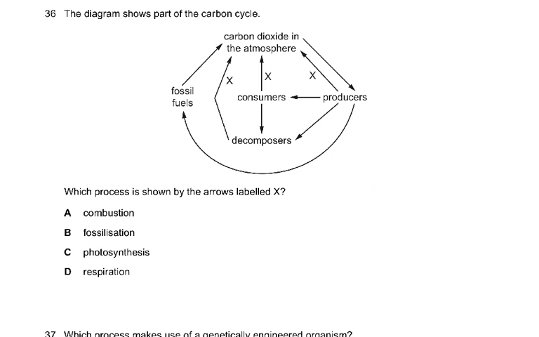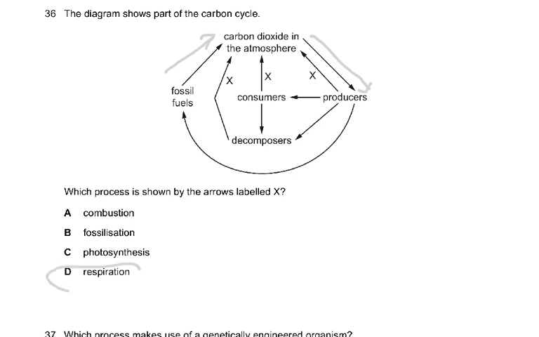Question number 36. The diagram shows part of the carbon cycle. So we have carbon dioxide in the atmosphere, we have this going out of it. So this is going to the producer, then we have fossil fuel and it's going back. So that's combustion. Then we have decomposers, and then we have consumers, and the consumers are returning carbon dioxide, so that means respiration. And so which process is shown by the arrows labeled X?